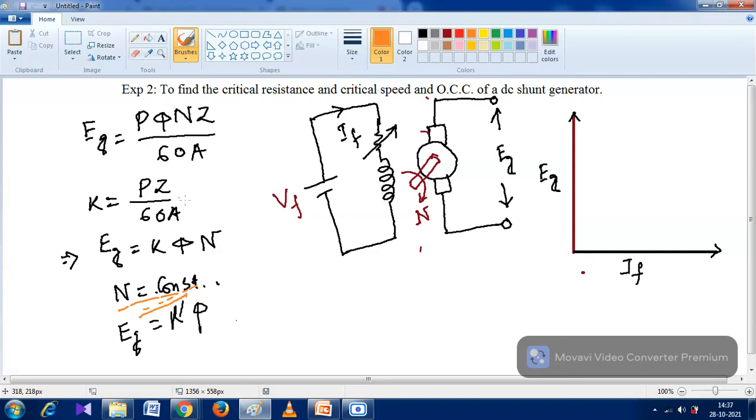And what is the nature of the OCC curve? It will plot like that. In a video we will see a machine rotating and the OCC test being performed. From that we get the data, and after plotting this data we can see the nature of the graph is like that. Before we go to the video, first we have to know what critical resistance is. Tell me what critical resistance is first.